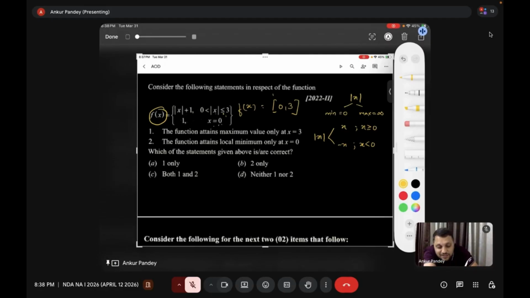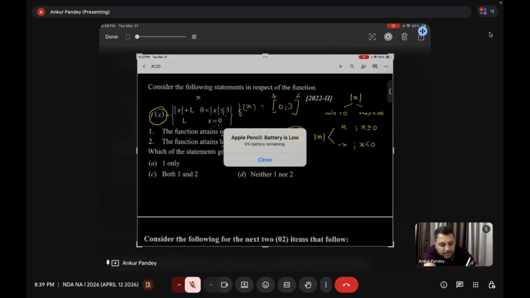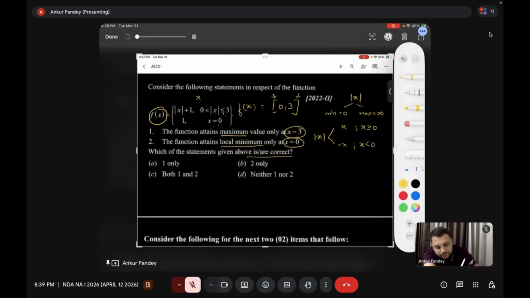As soon as you see a close bracket and you are not able to find the critical point, then you have to check the boundary conditions. Yes or no? There are two boundaries, 0 and 3. If you put x equal to 0, your answer is 1. If you put x equal to 3, your answer is 4. So yes, its maximum value is coming at x equal to 3 and local minimum value is coming at x equal to 0. Both the statements are correct. Yes or no?